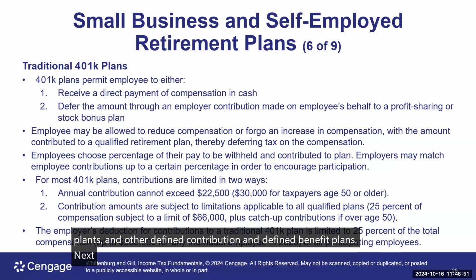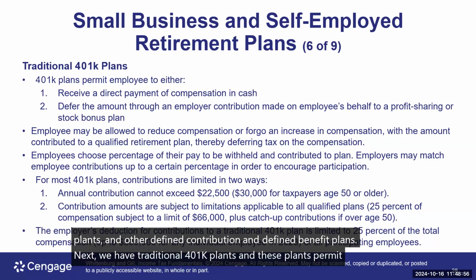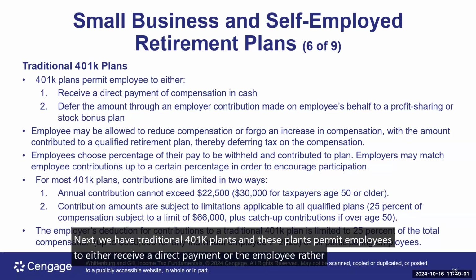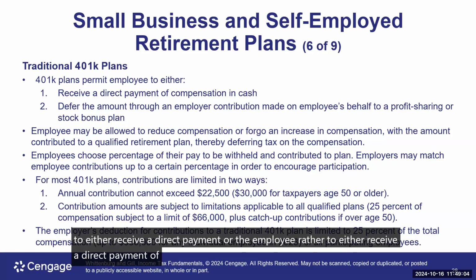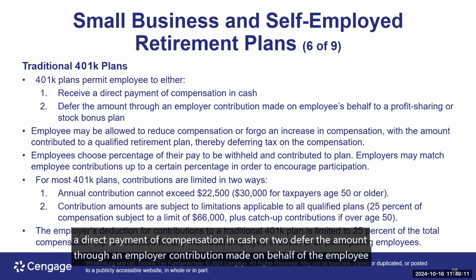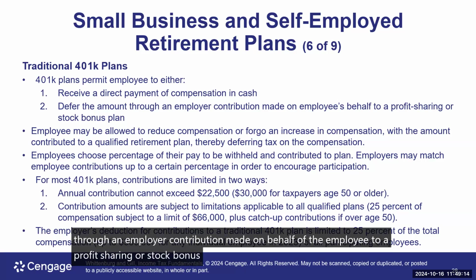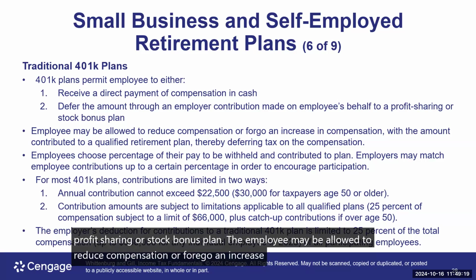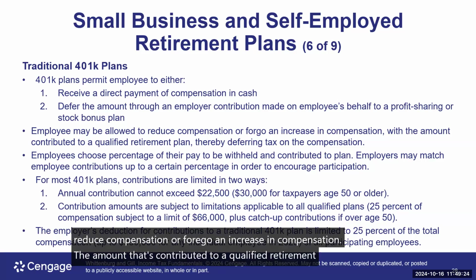Next, we have traditional 401(k) plans. These plans permit employees to either one, receive a direct payment of compensation in cash, or two, defer the amount through an employer contribution made on behalf of the employee to a profit sharing or stock bonus plan. The employee may be allowed to reduce compensation or forego an increase in compensation with the amount that's contributed to a qualified retirement plan. Therefore, ultimately, they're deferring tax on the compensation.